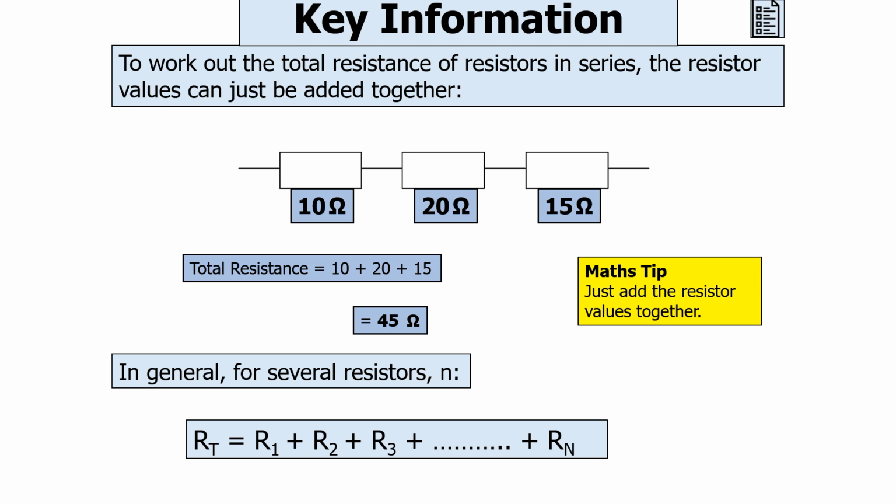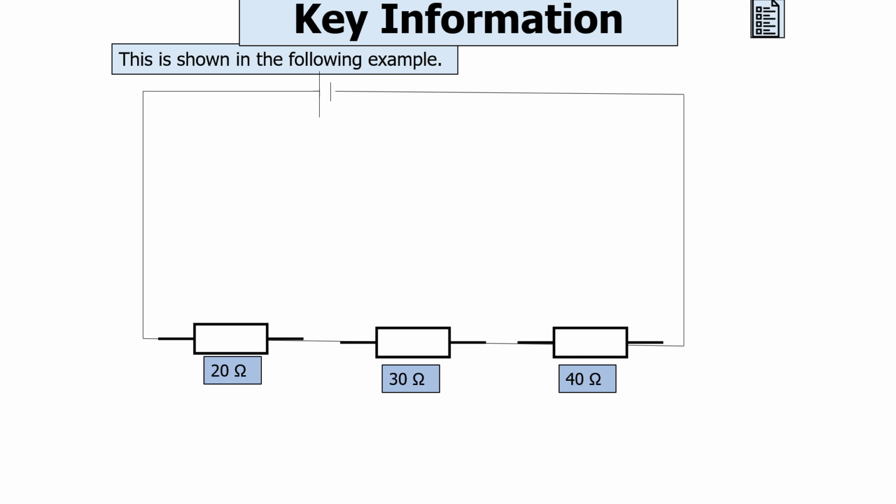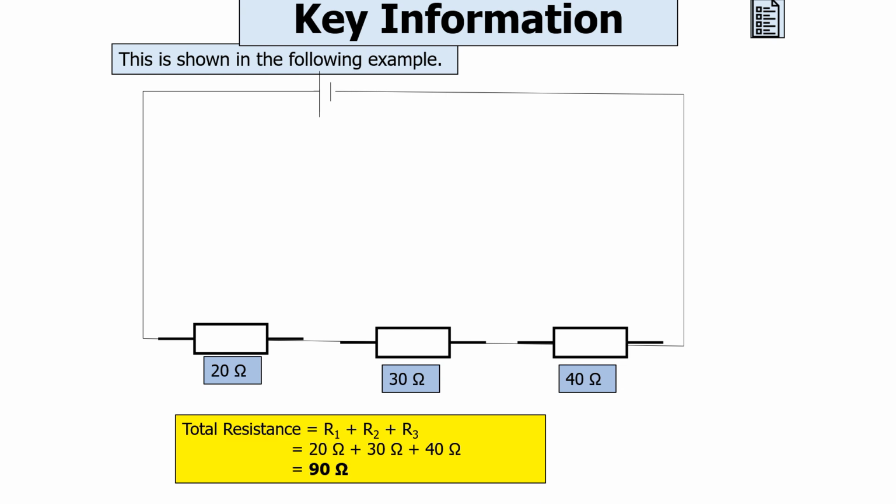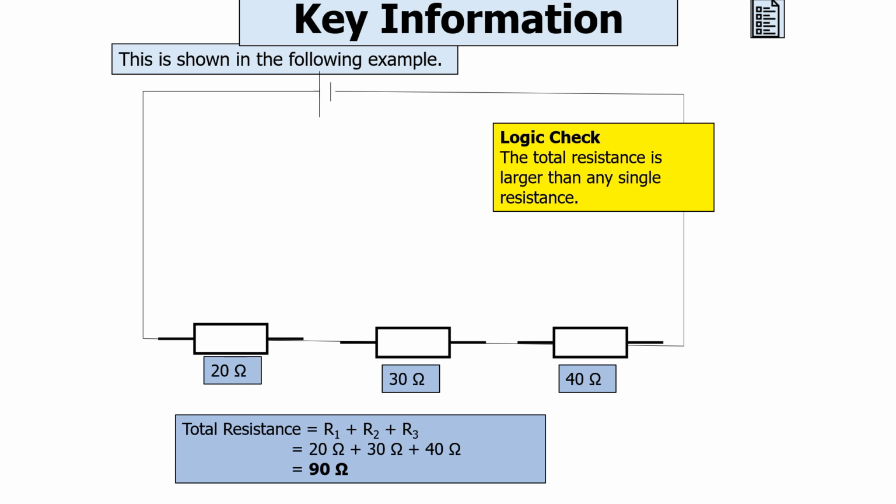When you're working out the value of resistance in series, just add the resistor values together, as shown in the following example. Say we have three resistors in series: 20 ohms, 30 ohms and 40 ohms. The total resistance is 20 ohms plus 30 ohms plus 40 ohms, which is 90 ohms. So the total resistance is larger than any single resistance.